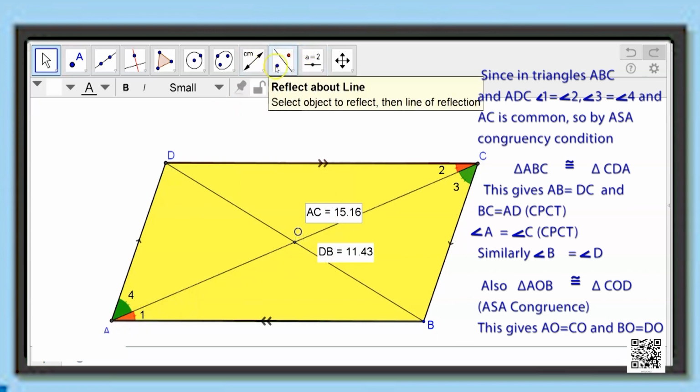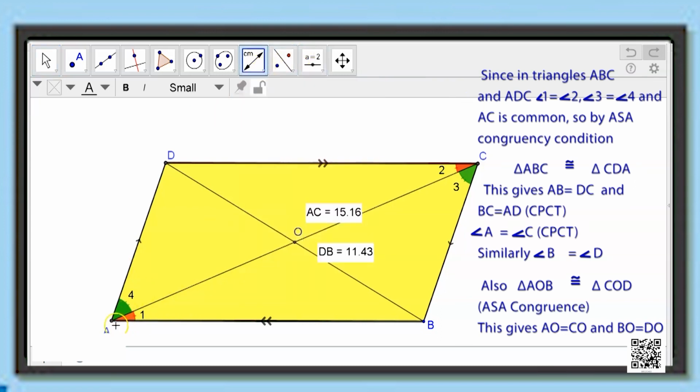So, now I am going to measure AC. You are getting it to be 7.58. Next OC. Can you see it is 7.58? That means O is the midpoint of AC, or AC is bisected by the segment BD, which is the second diagonal. Now let us go and measure DO. That is showing 5.72. What about OB? Again it is 5.72. So we can go and say that the diagonals of a parallelogram bisect each other.